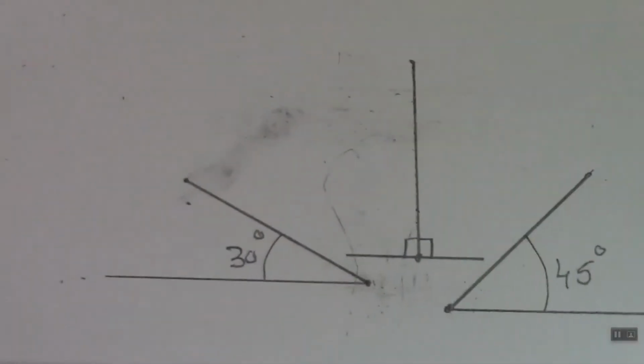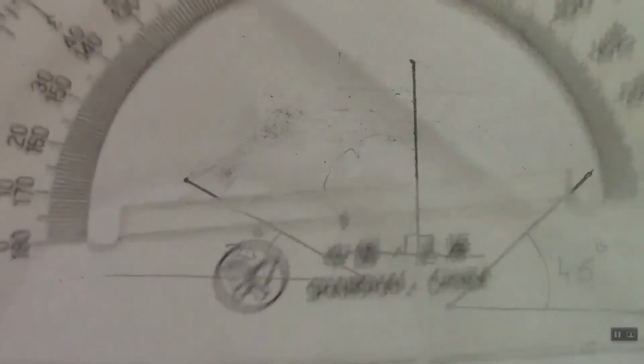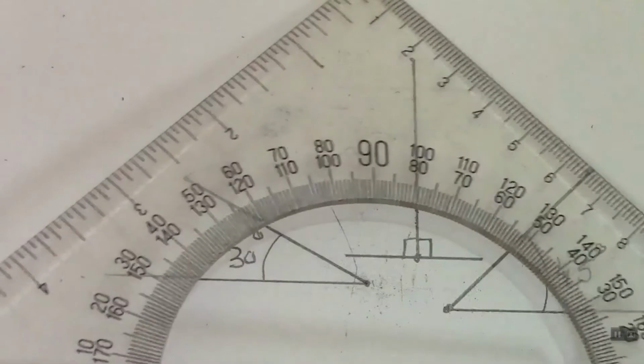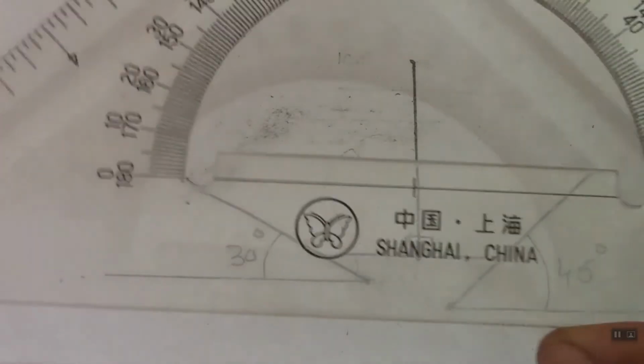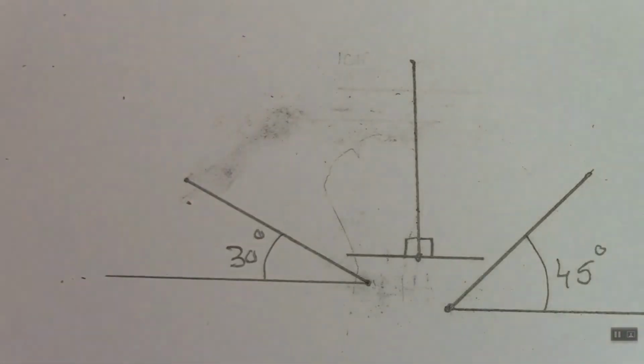So this is how to use a protractor. So I have a protractor inside a set square here, but you have also a protractor in your compass box. So you can use it to draw, to construct angles.